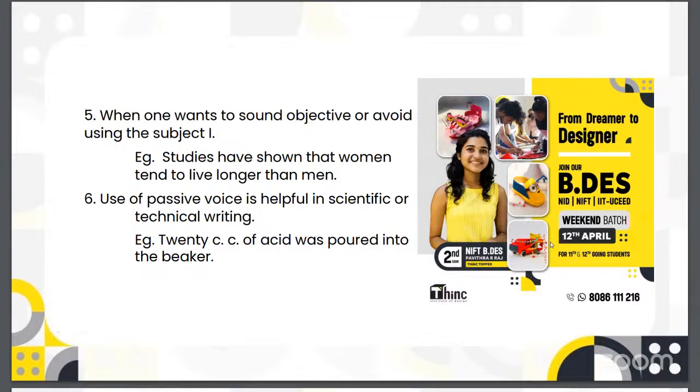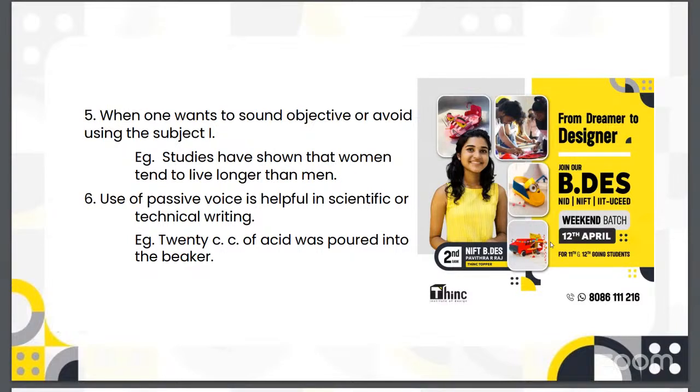Now, use of passive voice is helpful in scientific or technical writing. For example, 20 cc of acid was poured into the beaker. Who poured it into the beaker is not important, because here the action is important. The demonstration or the experiment is important. So we normally use the passive voice.